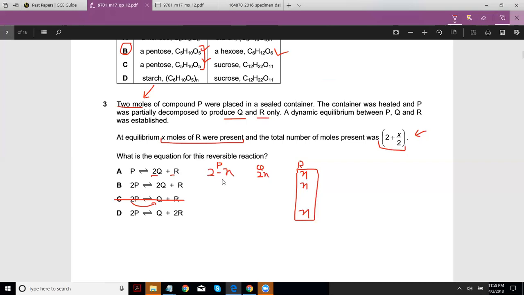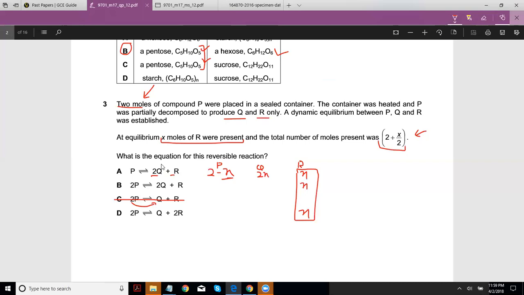Ayub, how would we explain why we write x here rather than 3x, 2x, whatever? Yeah, it's because R and P are in the ratio 1:1, and if x moles of R are being produced, that would require x moles of P basically. So if we had 2 moles of P initially, if we use up x moles of P, that would give us x moles of R because they're in the ratio 1:1.